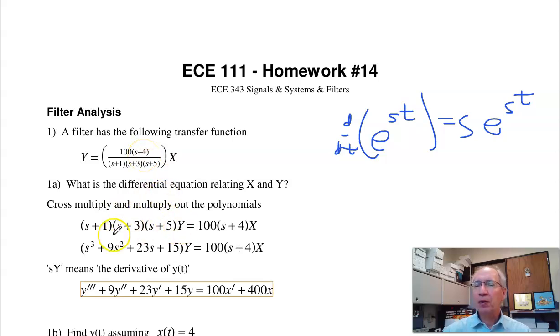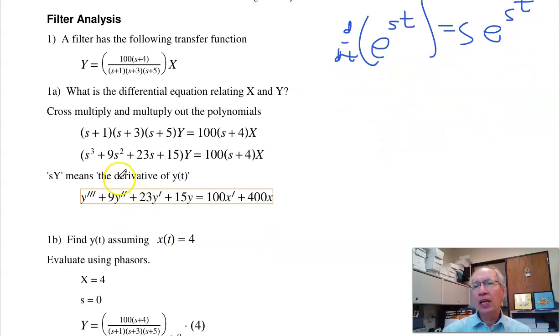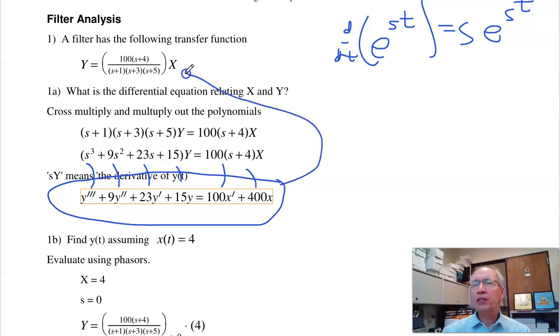Cross multiply, multiply out the polynomial, and then s means derivative, so that's the third derivative of y, second derivative, first derivative, just y, first derivative of x and x. So this differential equation corresponds to that transfer function. And anything that satisfies that differential equation will behave the same. It could be a circuit, could be a mass spring system, what have you. In electrical computer engineering, this will typically be a circuit. So this would be a circuit with, say, 3 capacitors in it, third order differential equation.